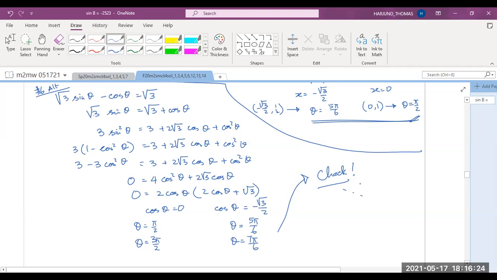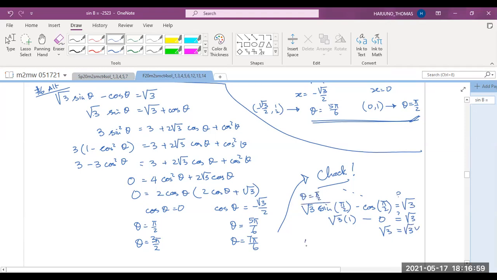Now from above we already see that pi over 2 will work. Right? Radical 3 sine pi over 2 minus cosine pi over 2, that's radical 3 times 1 minus 0. Is it equal to radical 3? Radical 3 equals radical 3. That checks, for theta equals pi over 2.